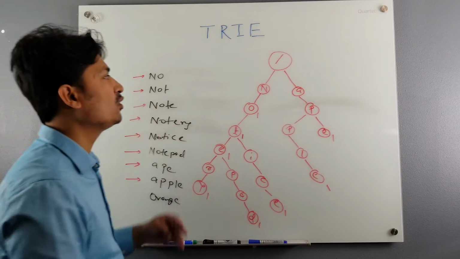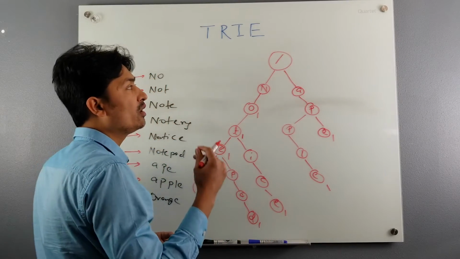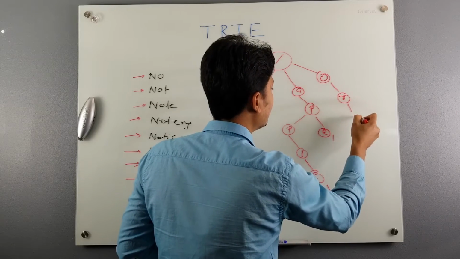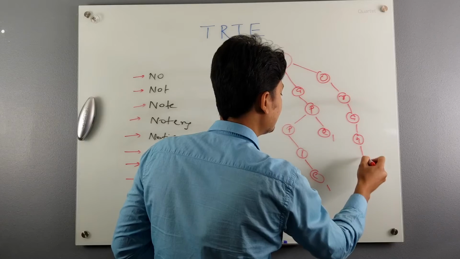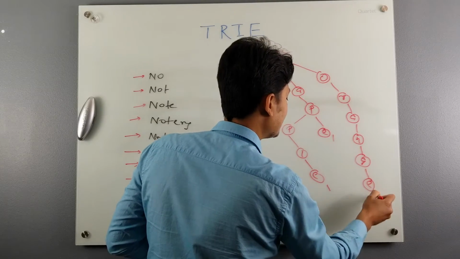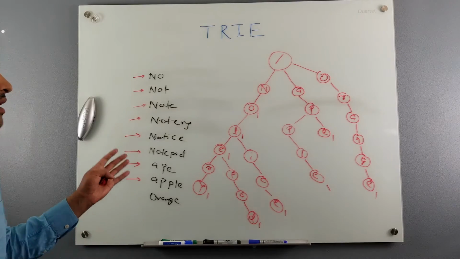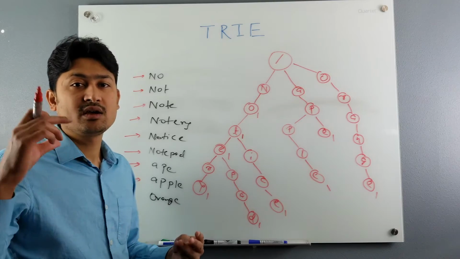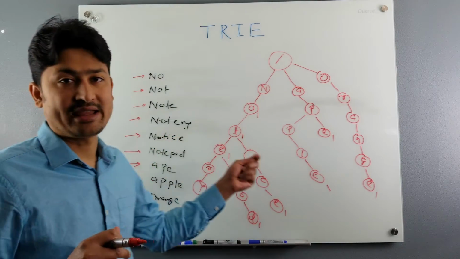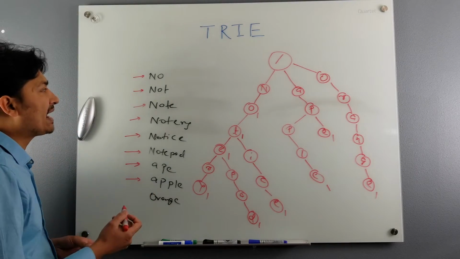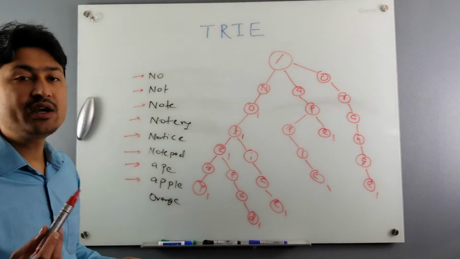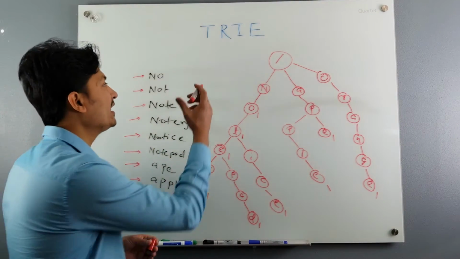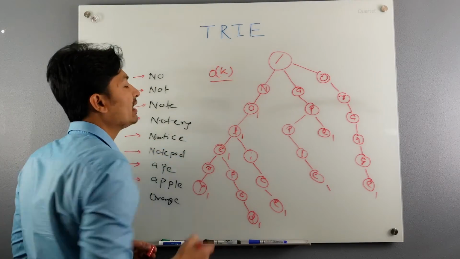For orange, again you start with the root node. There is no O as child, so you will create O, R, A, N, G, E. So if you see here, a lot of the words have common prefixes, and you simply reuse those common character nodes in the trie. So if we try to understand the complexity of inserting a word into the trie, it is basically iterating every character of that string, which is O(K), where K is the length of the string.